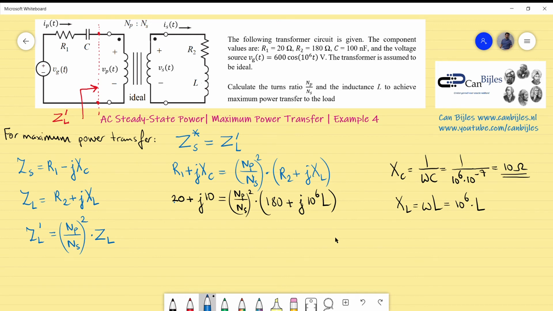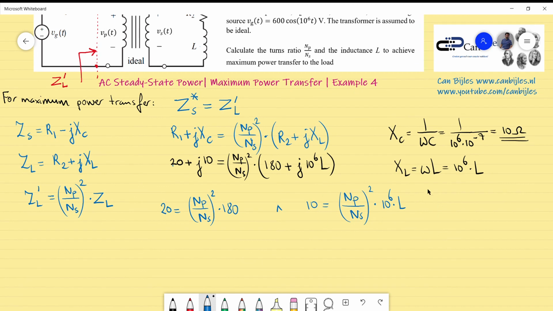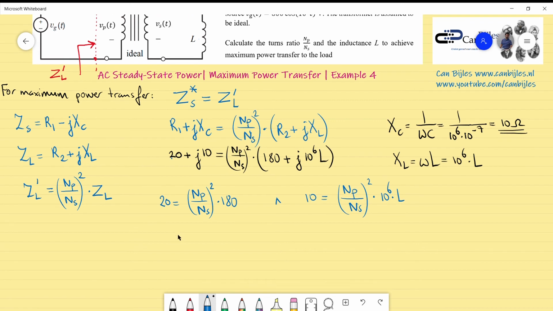Let me continue with blue. The 20 must be equal to NP divided by NS squared times 180, and these two conditions must hold. So 10 must be equal also to NP divided by NS squared times 10 to the power 6 times L. Now, I have two unknowns in this expression, so it is better to start with this one because I already have the ratio here. So what is the ratio?